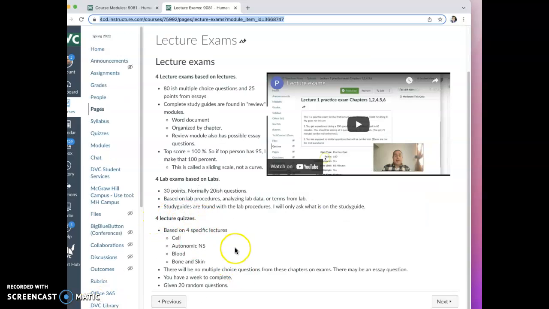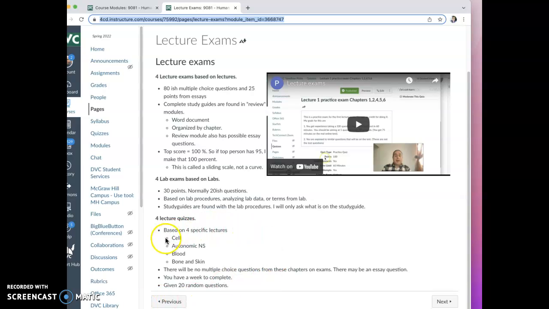Now there's 4 lecture quizzes. I'm not sure why I put it away from here. They're based on 4 lectures: the cell, autonomic nervous system, blood, and bone and skin. There will be no multiple choice questions from these chapters. There will be essay questions. I know there's an essay question from the autonomic nervous system. Blood, every other semester I give a blood essay question. Sometimes I ask for the phospholipids and proteins in the cell membrane.